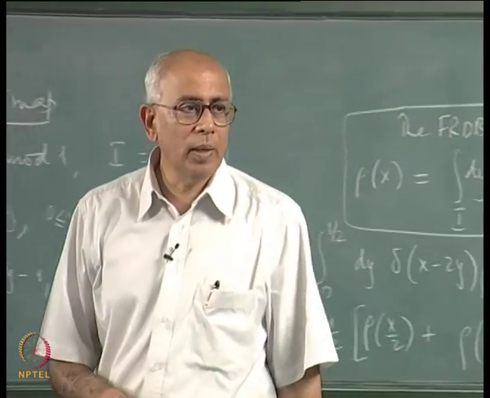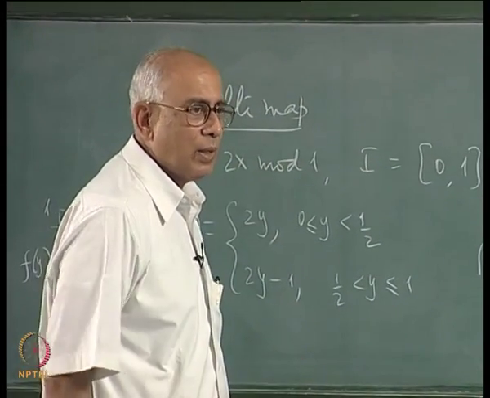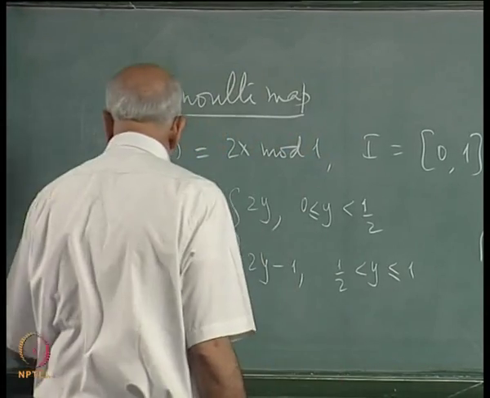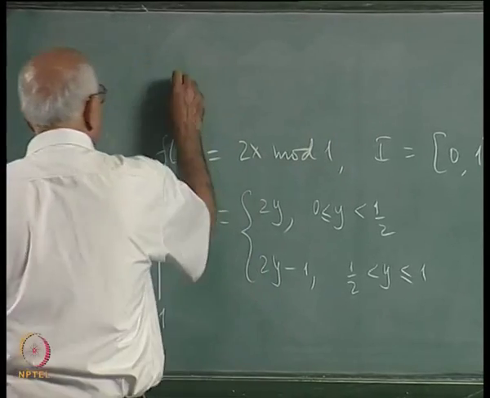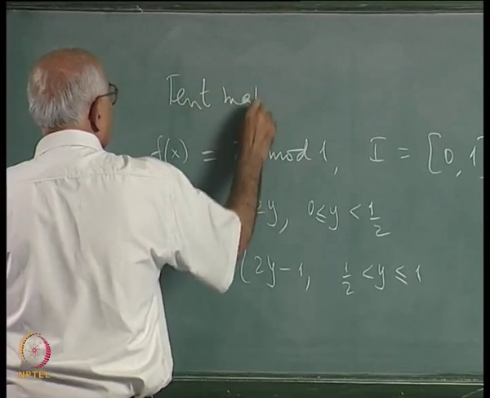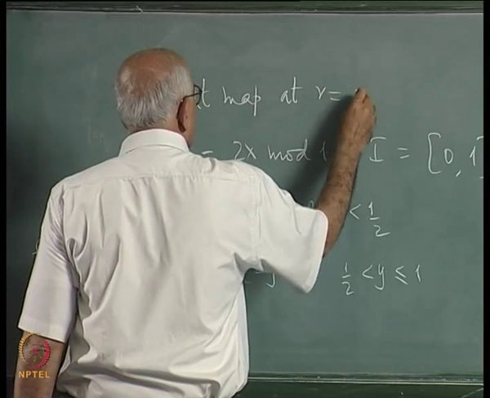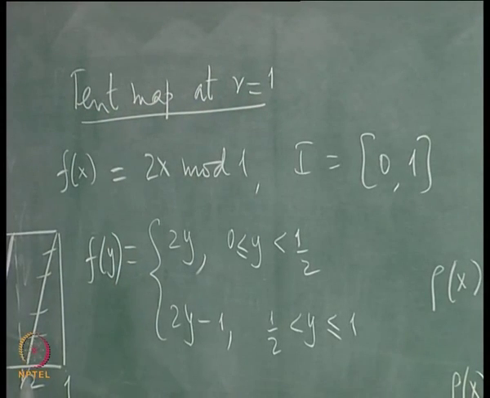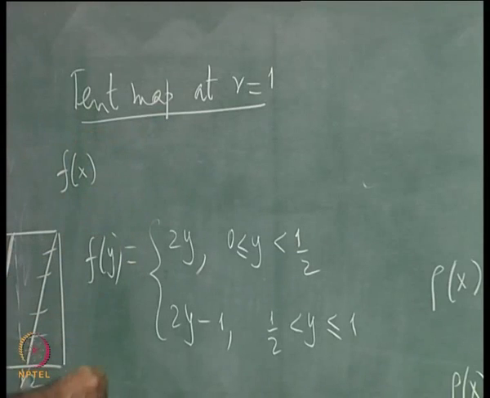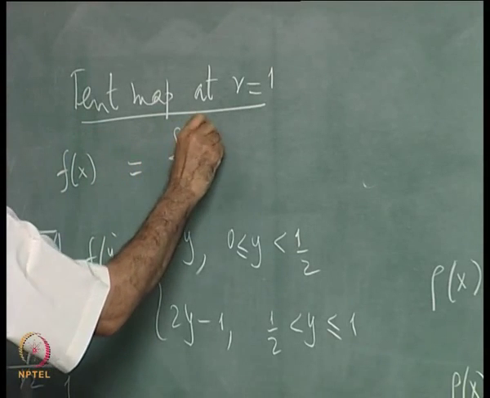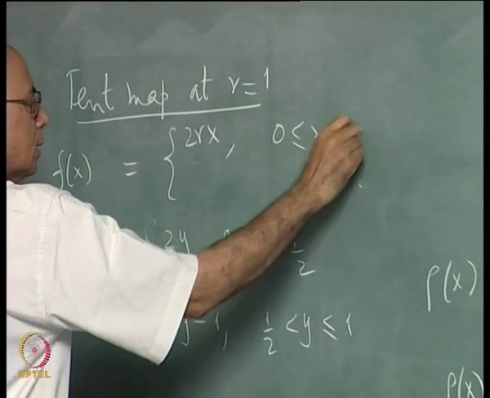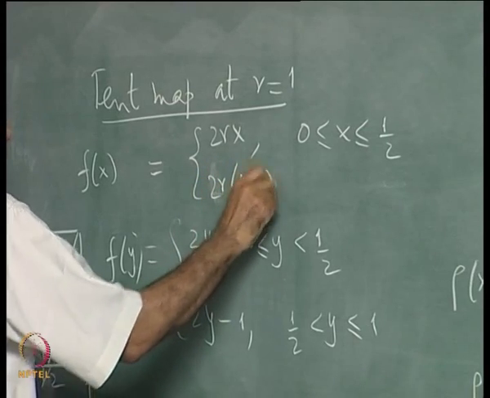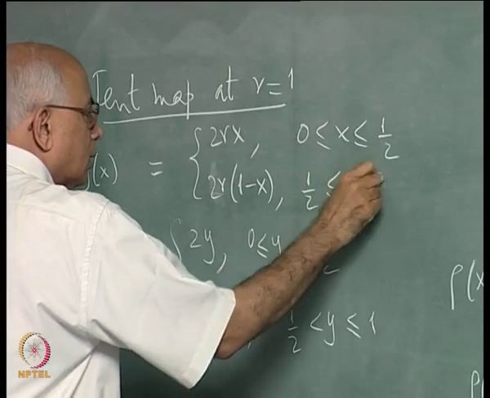The moment you have that under your belt, then you ask, what about the other maps that we looked at? For instance, let us look at the tent map at fully developed chaos and see what happens. So for the tent map at r equal to 1, with 2r equal to 2, recall that this map was equal to 2rx for 0 less than or equal to x less than or equal to a half, and it was 2r times (1 minus x) for a half less than or equal to x less than or equal to 1.